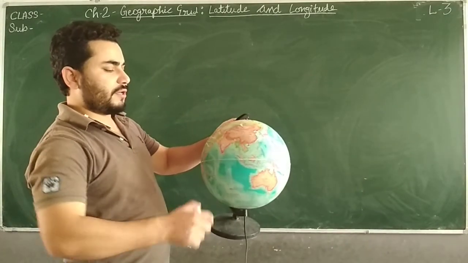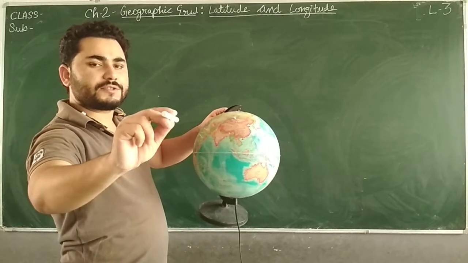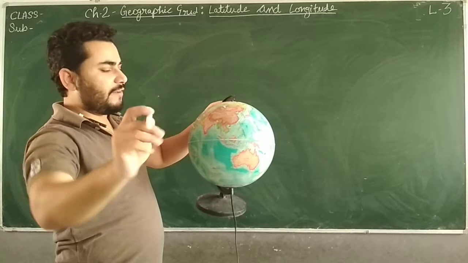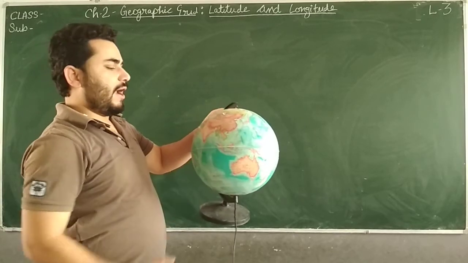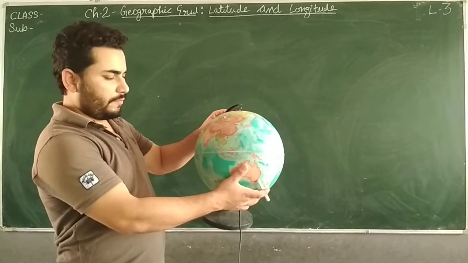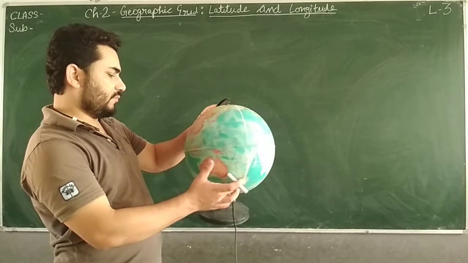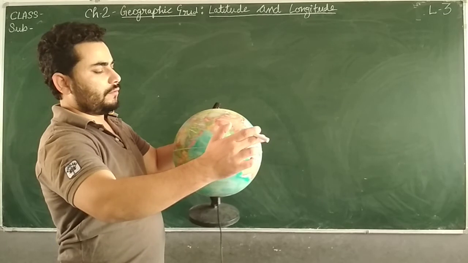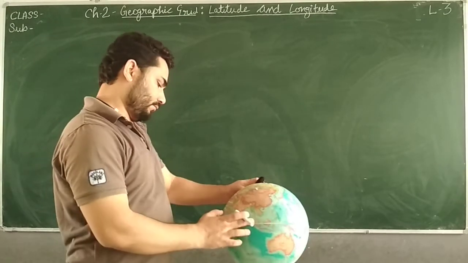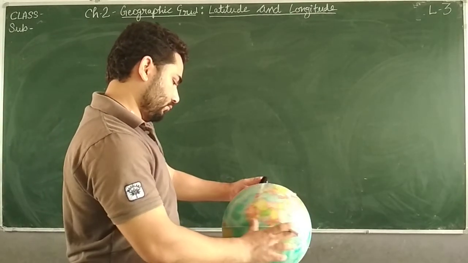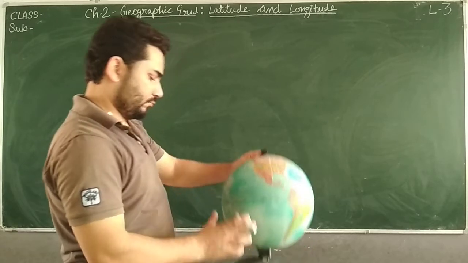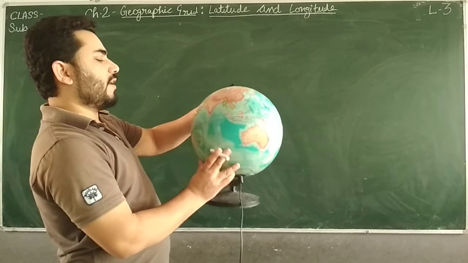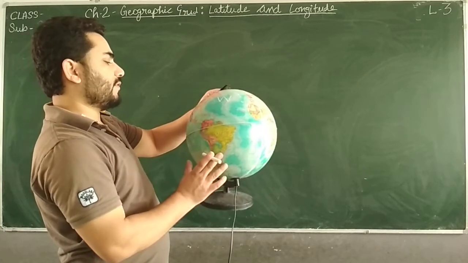See, suppose I am showing a torch from here, this chalk is a torch, or a sun. Then what will happen? The light will fall on this. Clear? And as we know, Earth is moving from this direction, from west to east, this way. Earth is moving this way, right? From west to east, you can say. Clear?